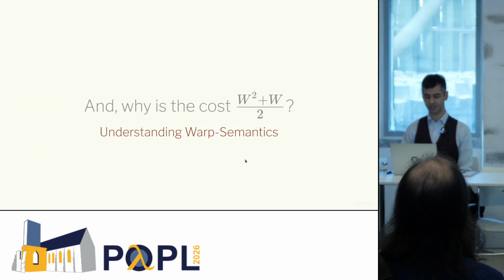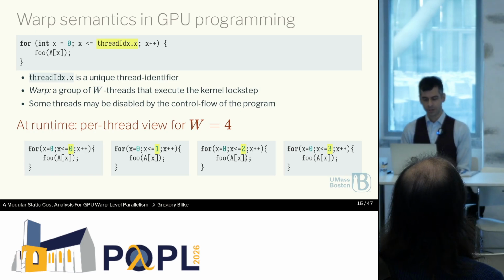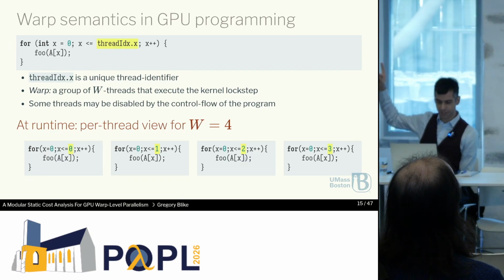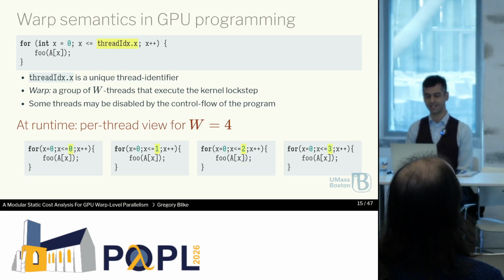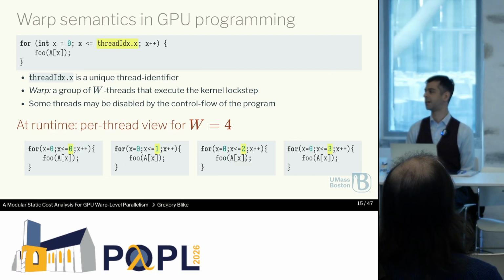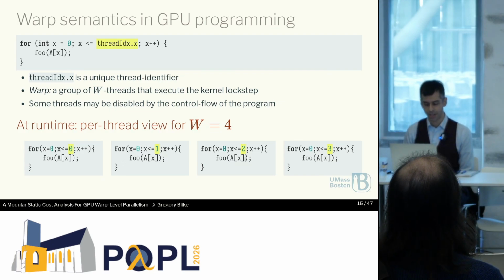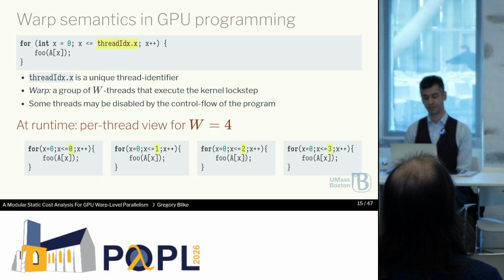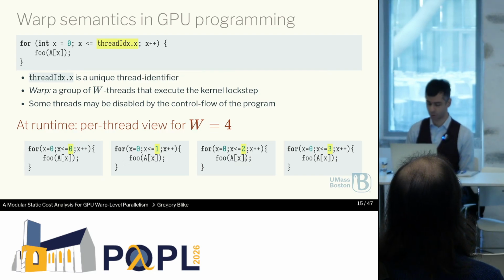And to do that, we need to understand warp semantics. So for that CUDA kernel that we have, one particular interesting variable at the top is threadIdx.x, which is a unique thread identifier provided to every thread in a warp, which is a collection of threads that are executing in lockstep. That is, every instruction in the thread happens at the same time. And then some of those threads may be enabled or disabled, depending on the control flow of the program.